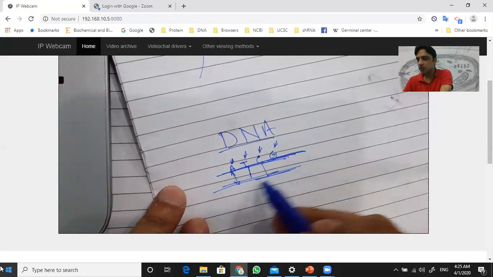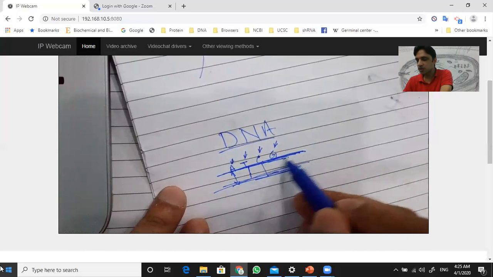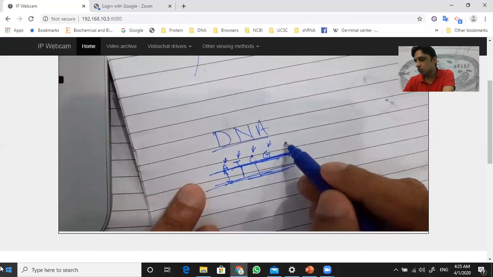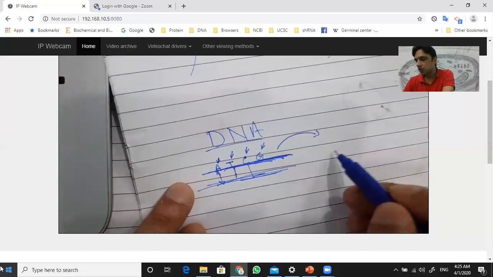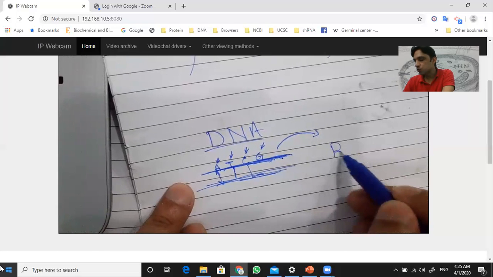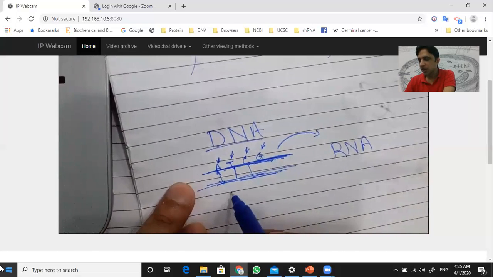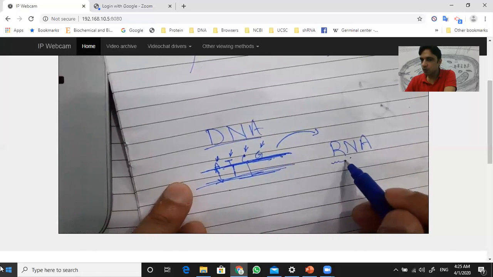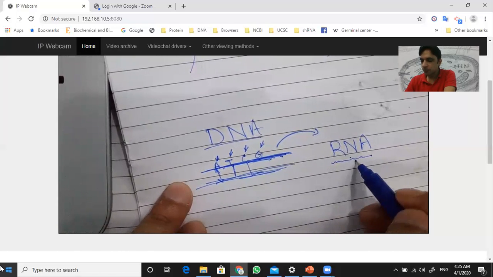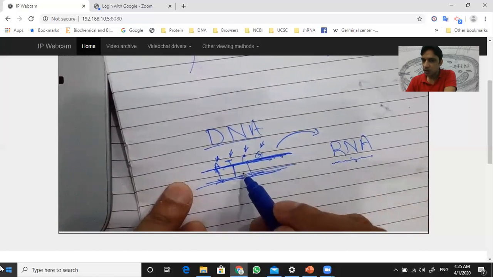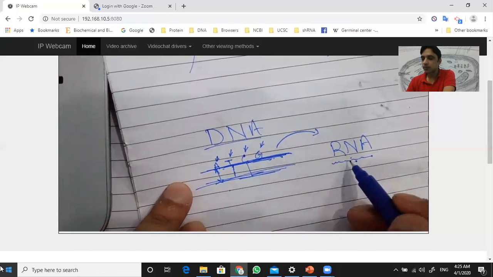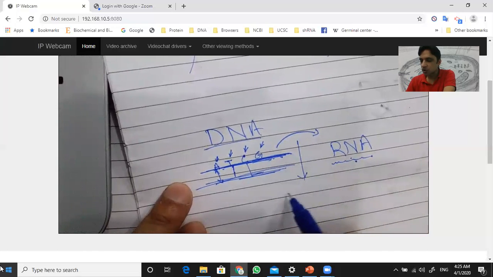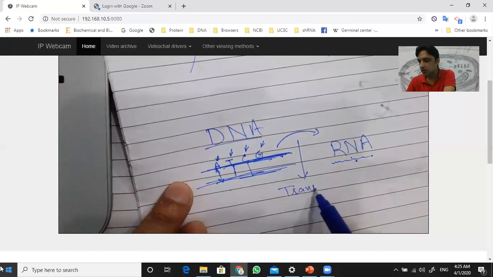The number and sequence of these alphabets define what type of RNA will be produced. So the DNA produces RNA. What type of RNA will be produced depends on which part of the DNA is used to create that RNA. The process of creation of that RNA is called transcription.